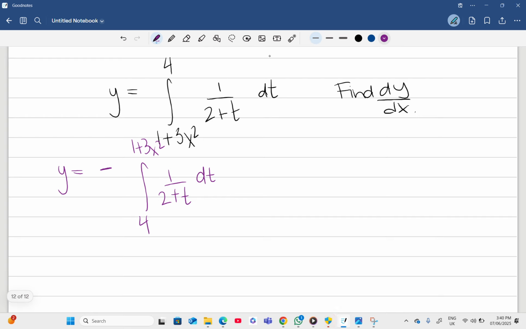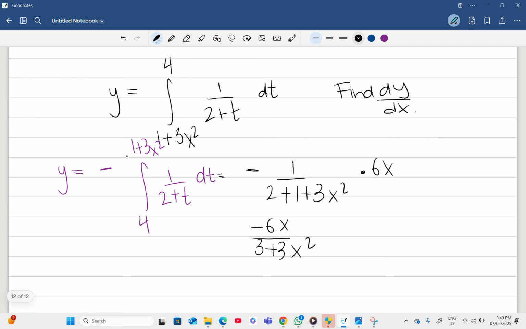Now, like I said, if I don't have to show my work or anything, I'm literally just going to do 1 over 2 plus 1 plus 3x squared. I just put the upper limit instead of t, multiplied by the derivative of 1 plus 3x squared, which is 6x with a negative sign. That's literally how I do it. And then negative 6x over 3 plus 3x squared.